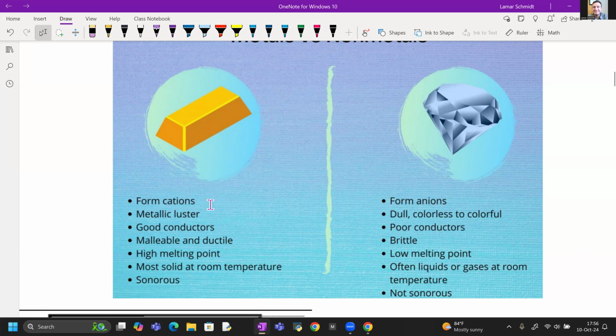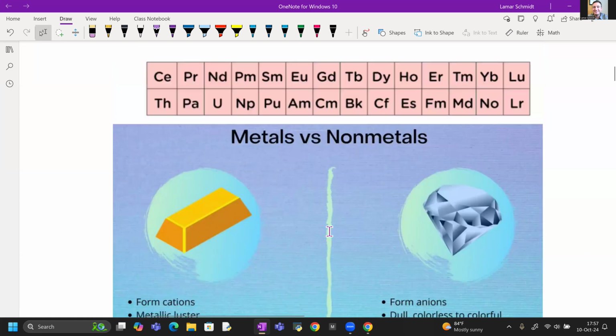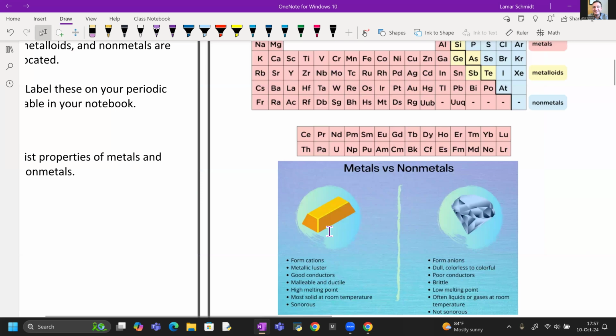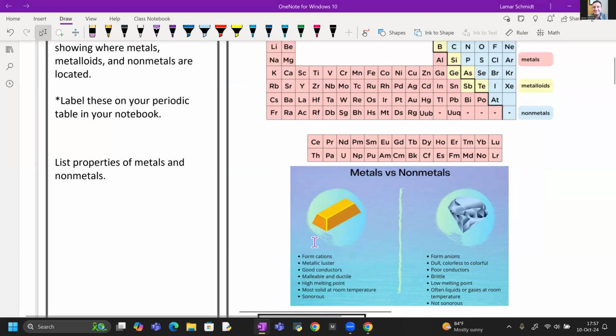Metals have high melting points, so it's going to take quite a bit of energy to get them to change from the solid state to the liquid state, whereas nonmetals have low melting points. We notice that most metals are solid at room temperature, whereas a lot of our nonmetals are liquids or gases at room temperature. So there we have some comparisons of our properties. List those in your handy dandy notebook and that will be great.